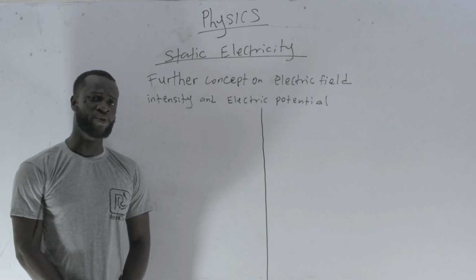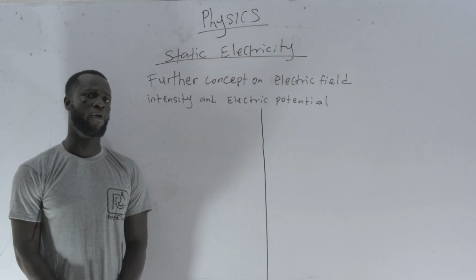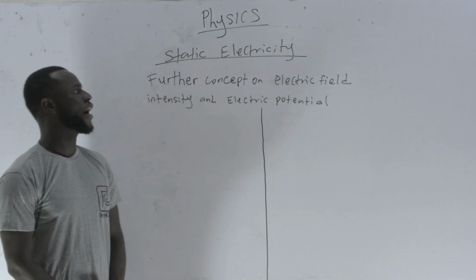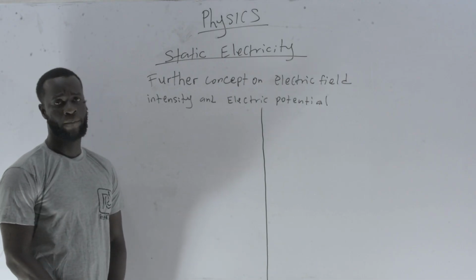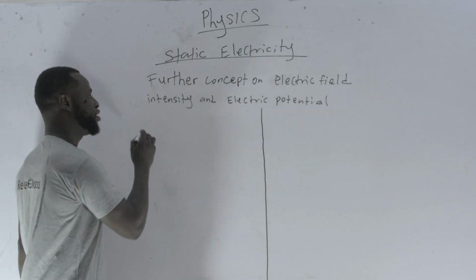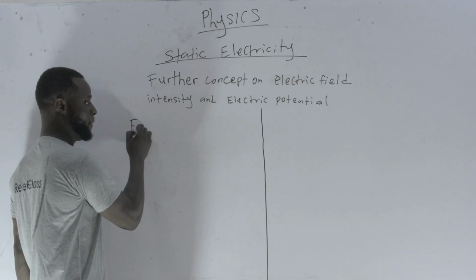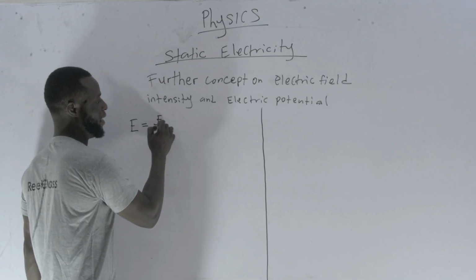Previously, we have introduced static electricity, we have looked at Coulomb's law, and we have taken some questions. Now, we're looking at further concepts of electric field intensity and electric potential. In the previous class, we said that electric field intensity E can be equal to force divided by charge.